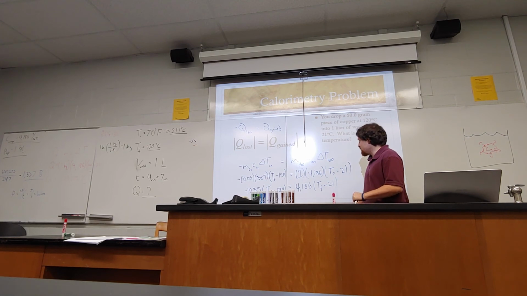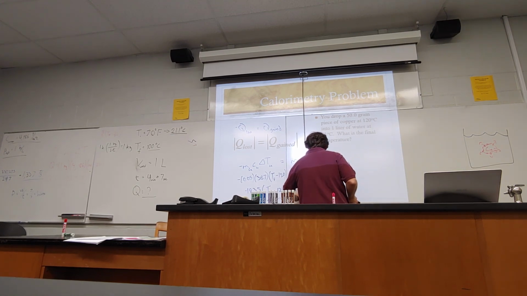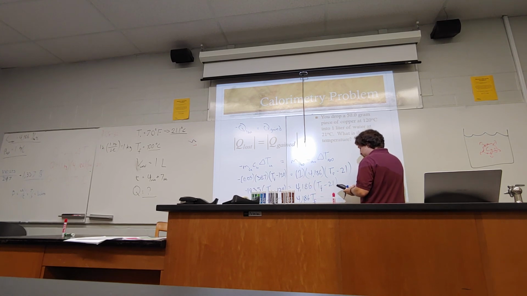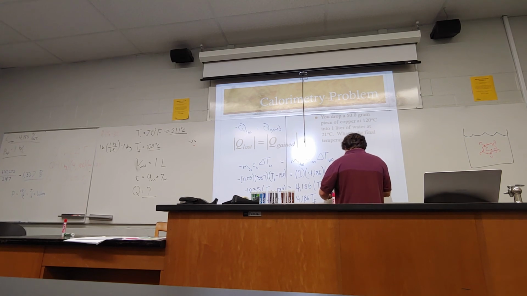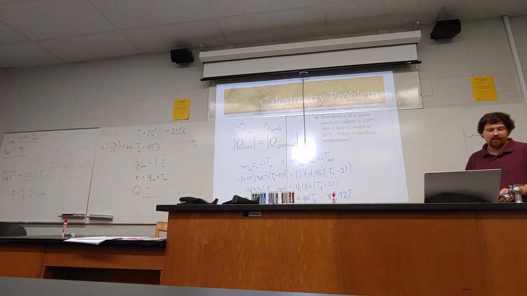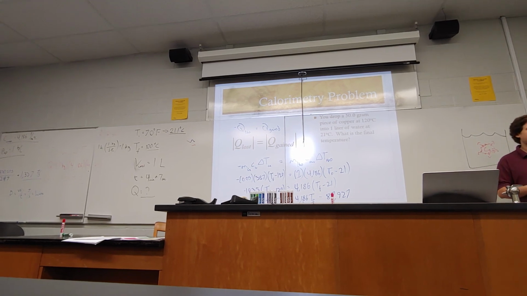Okay. So now we distribute this inside. 4,000 and change times TF gives you 4,186 TF. Then 4,186 times negative 21 is a negative 87,927. So we've got a lot of big numbers we're dealing with, but we've got the TFs out of parentheses. We can now manipulate them and move them between both sides.